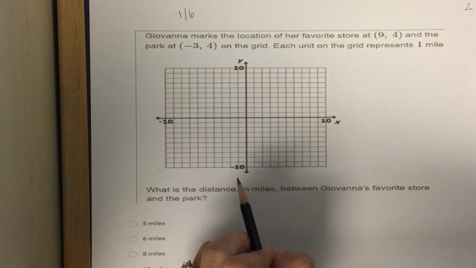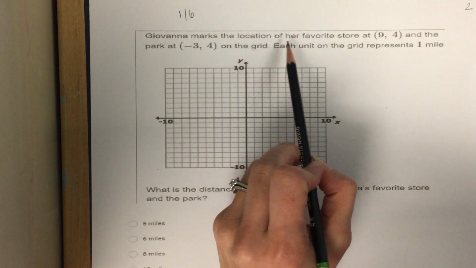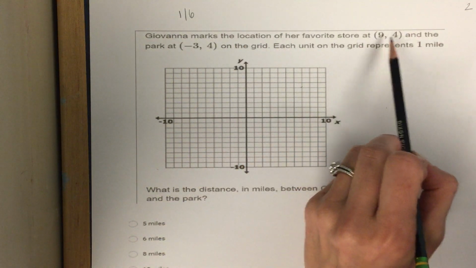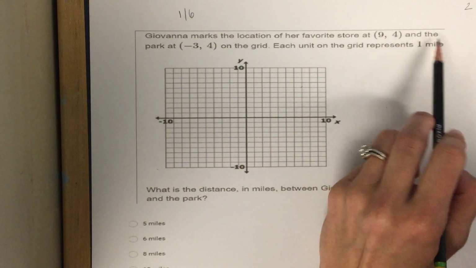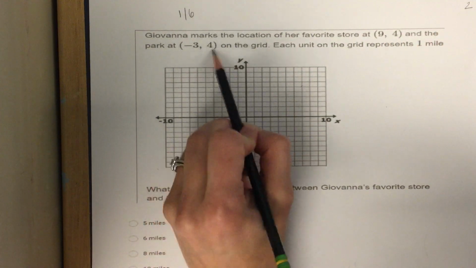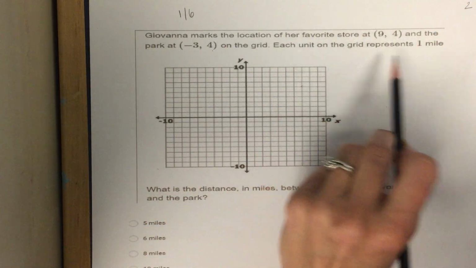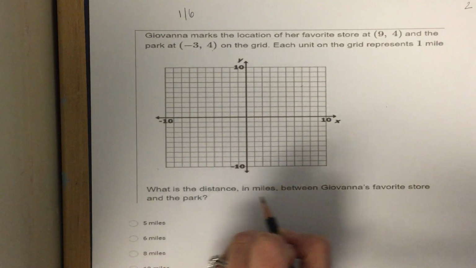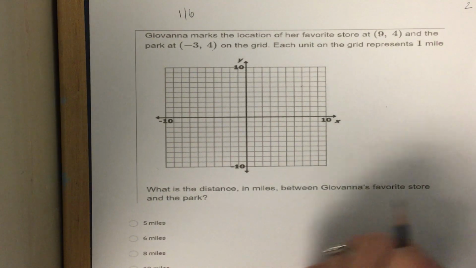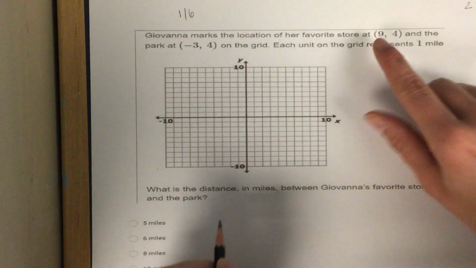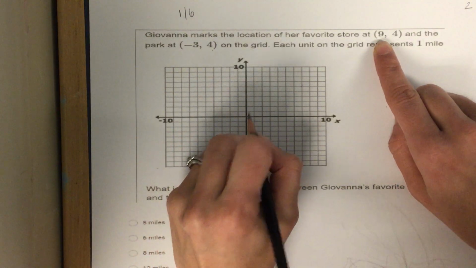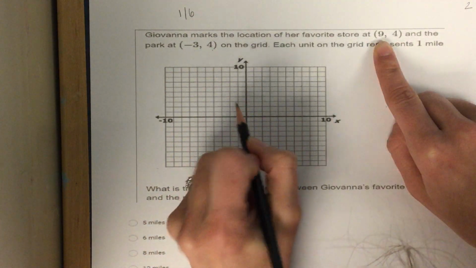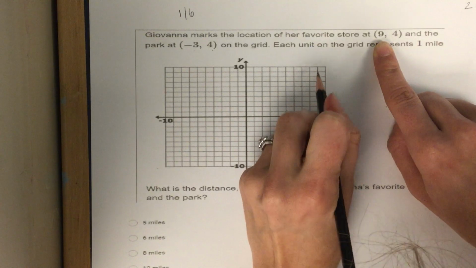Okay. Genova marks the location of her favorite store at 9, 4 and the park at -3, 4 on the grid. Each unit on the grid represents 1 mile. What is the distance in miles between Genova's favorite store and the park? So we just have to plot these. The store is at 9, 4, so they're both positives. So it means we're going to be going this way and we're going to go up.